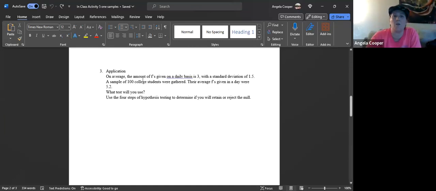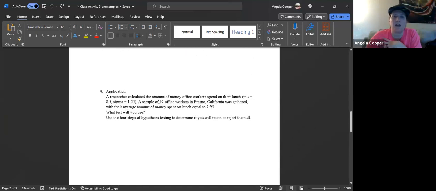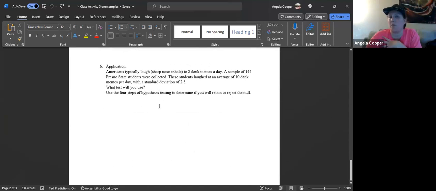All right. So for these problems, you'll determine which test you're going to use and then do the 4 steps of hypothesis testing. So again, state the hypotheses, set the criteria, calculate the test statistic, be it Z or T, and then make your decision. Will you reject or retain the null? So you'll do that for the remaining 4 problems.